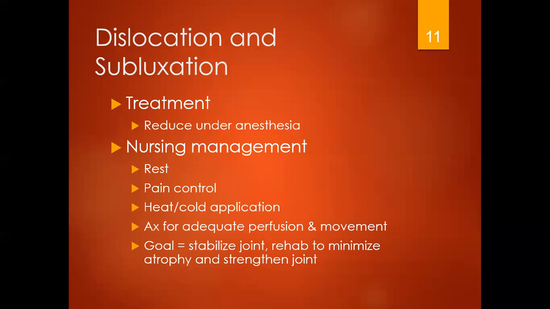We want to rest this. We want to give them good pain control options, right? Applying the cold and then applying the heat afterwards. Cold for the first 24 to 72 hours, and then we can apply some heat. Make sure that they've got good perfusion, that they're able to move everything. Our goal is to stabilize that joint after that reduction and then rehab, right? Lots and lots of rehab in order to minimize atrophy of our muscles, and we want to strengthen that joint so that it can do good work for us in the future.